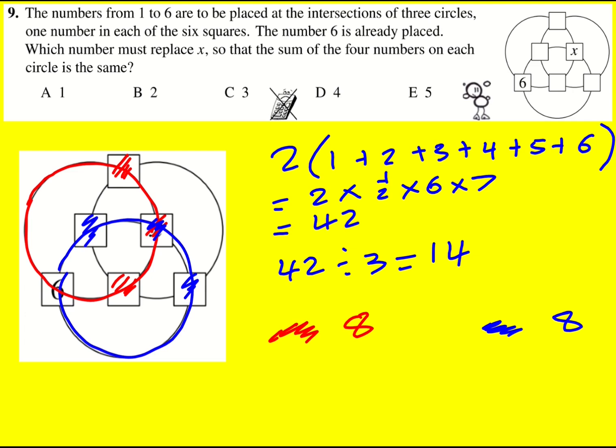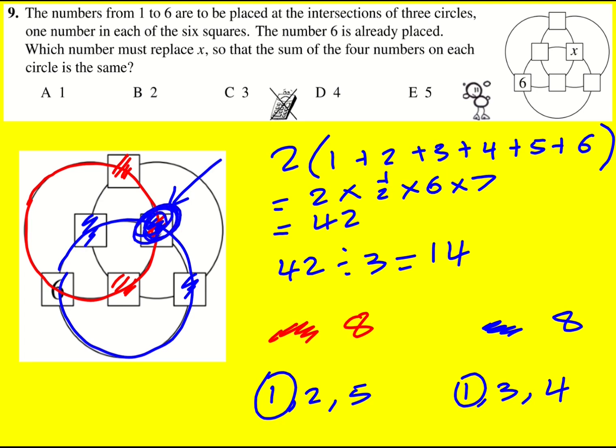Now, how can we actually get 8 from the remaining numbers? Three numbers, that is. Well, we could do 1, 2, and 5. Or 2 and 3 is not going to actually work because it would end up being 2, 2, 3, 3. So 1, 3, and 4 would also work. Now, in both cases, there's a 1. And so that is enough to say that this is shared on both of them. So either the red one's going to have to be 1, 2, 5, and the blue one, 1, 3, 4, or vice versa. But because they have to be the same here for both of them, this must be a 1.